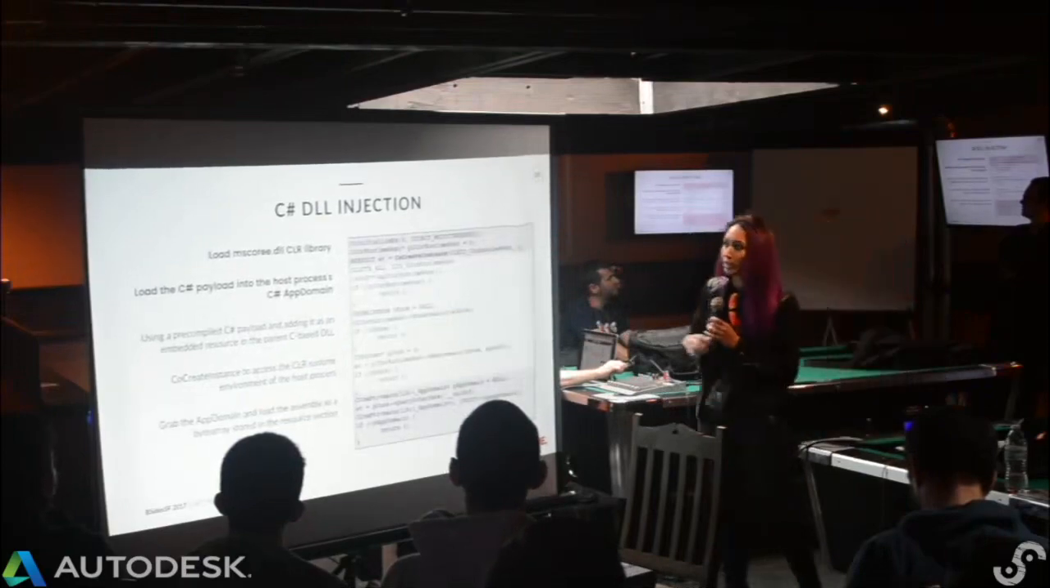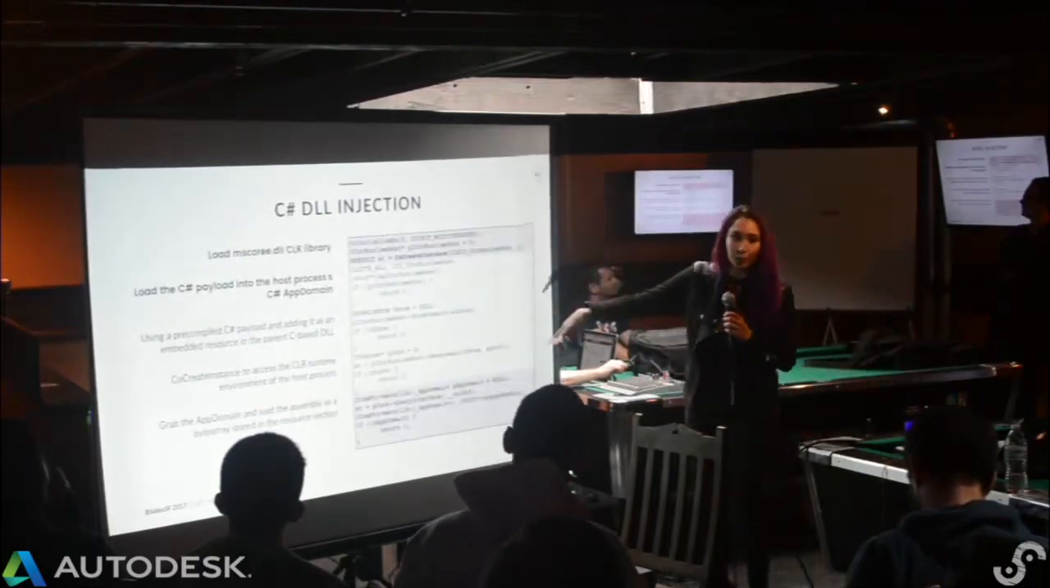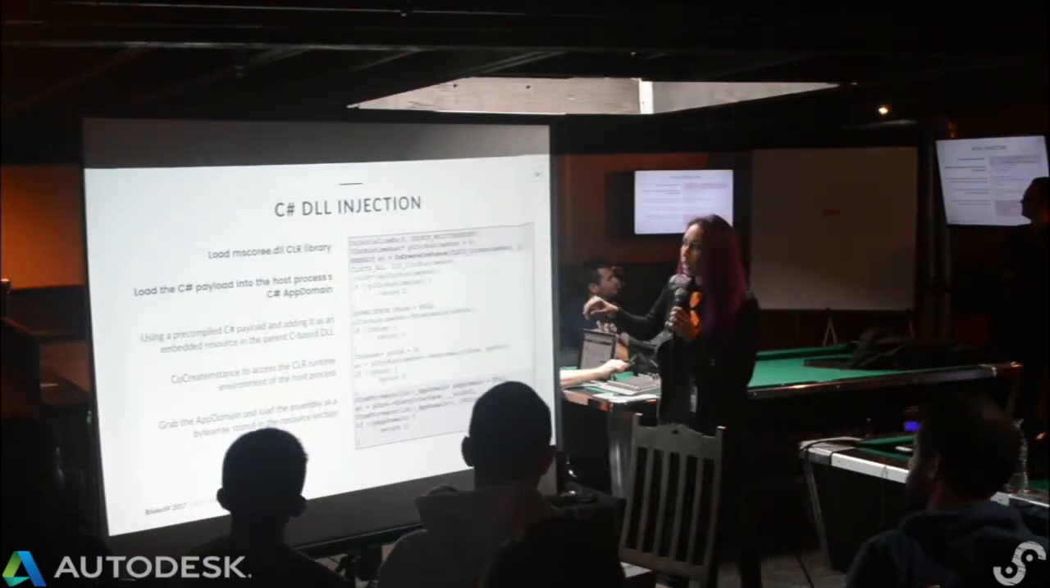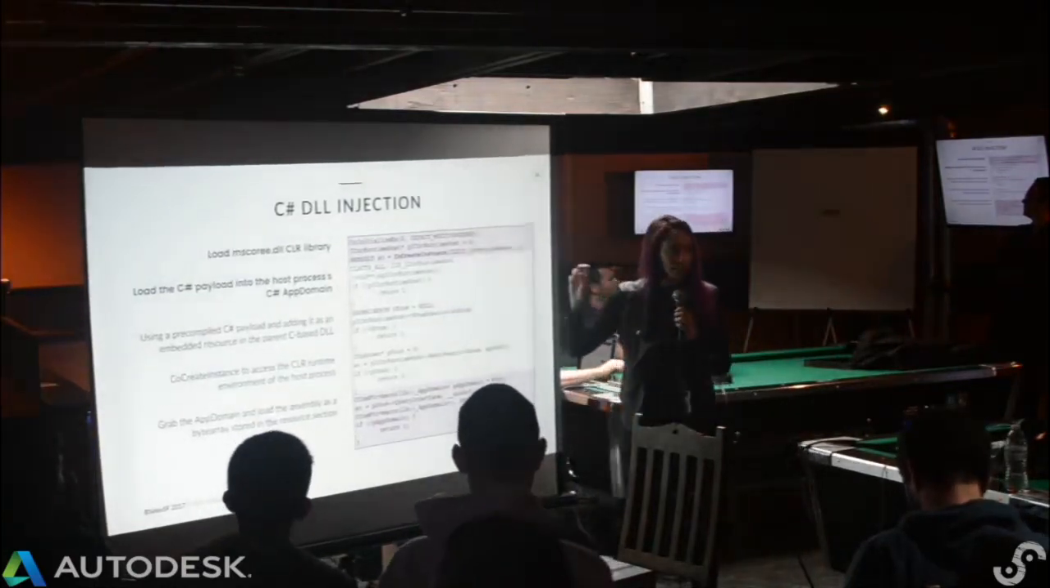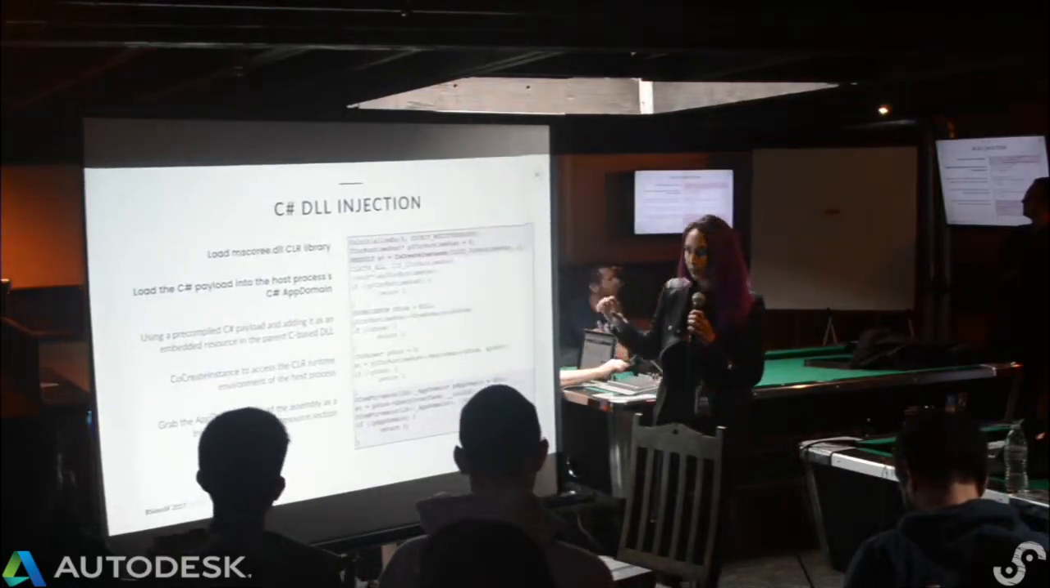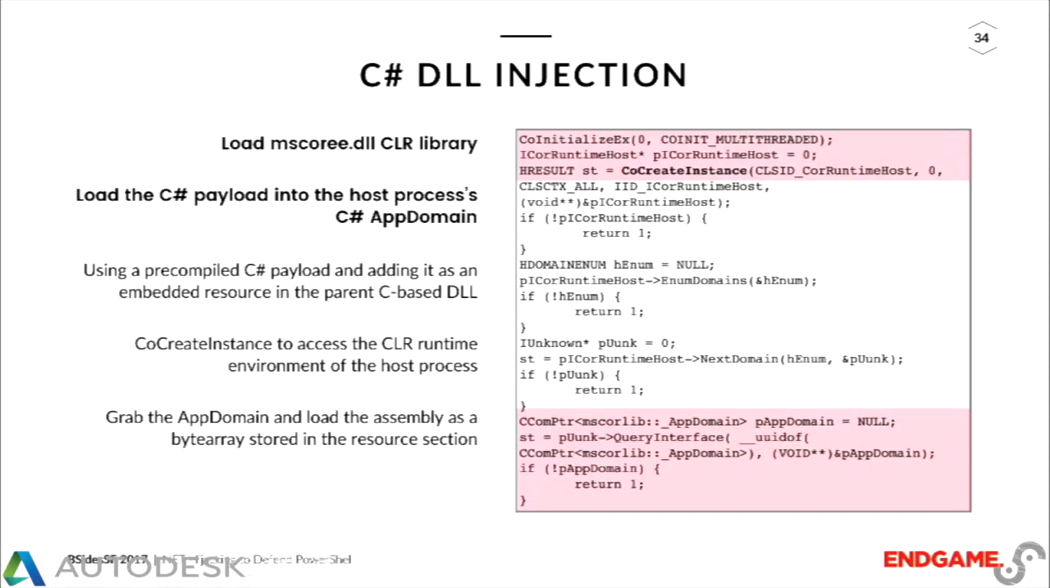And so here's the code that I use to actually attach to the process's CLR. Once I figure out the version, I can use CoCreateInstance and access the host process's CLR. And then I can grab the app domain, because in order for my C# DLL to actually run, it has to be in the app domain of this host process. So that's basically what this section of code is. It's grabbing the app domain, and once I get the app domain, I can add myself to that app domain.